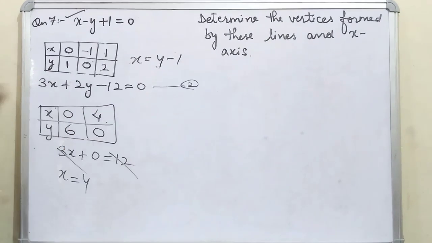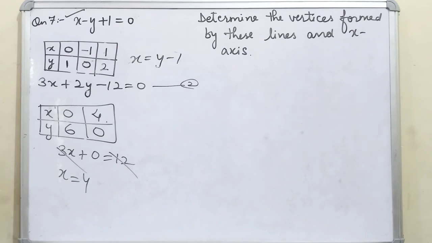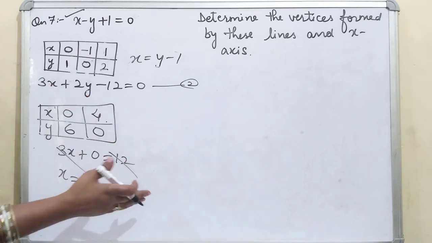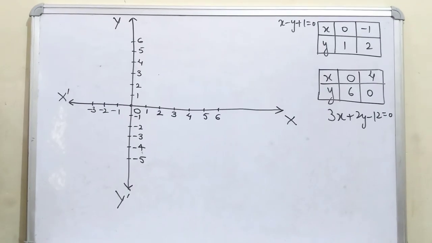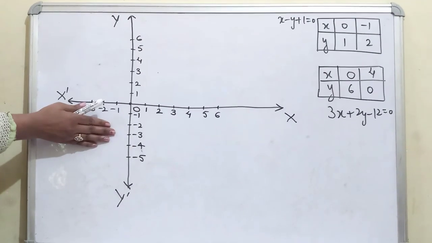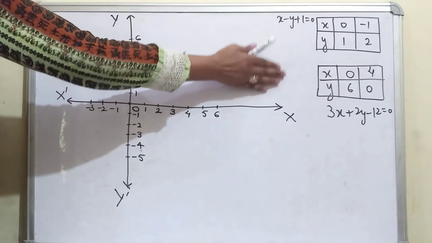Okay, so it's an easy way to get the values in the table. After preparing the table, we'll make the graph, and after making the graph, we'll have to find out the vertices formed by these lines and the x-axis. Now we are ready to plot the graph. We are ready with the two tables here.